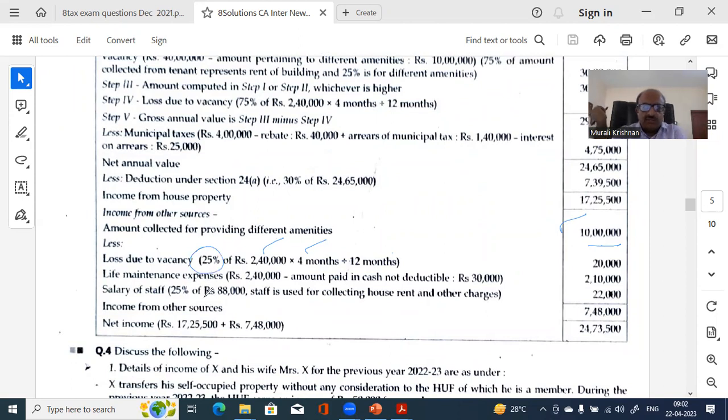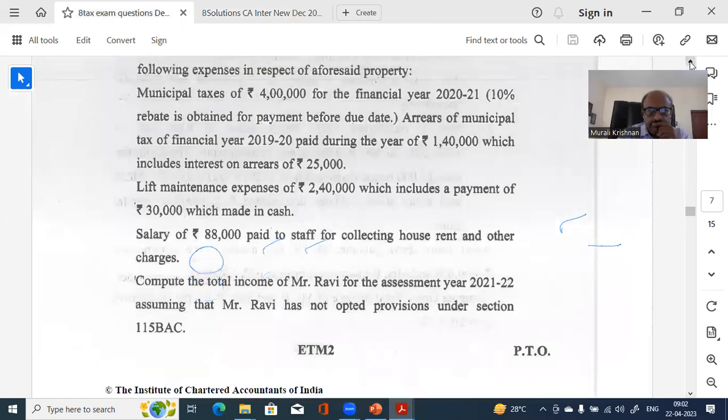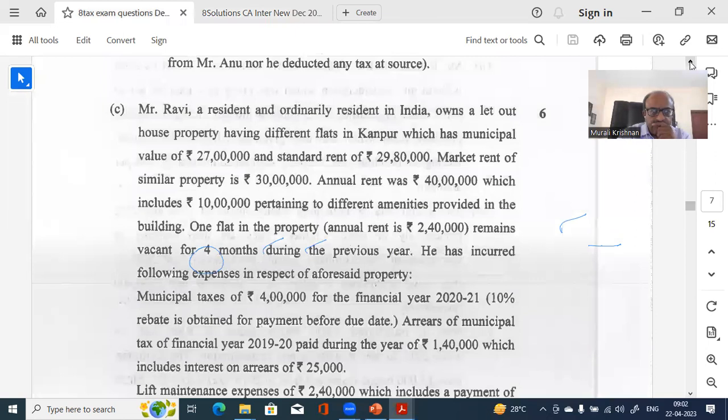25% loss. Loss due to vacancies, 25. Because how many months, how did he do? One flat. How many flats he has got? Different flats, one flat annual value for 4 months. That's why 4 months is incurred in this.